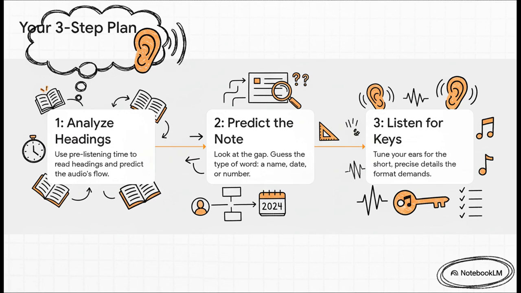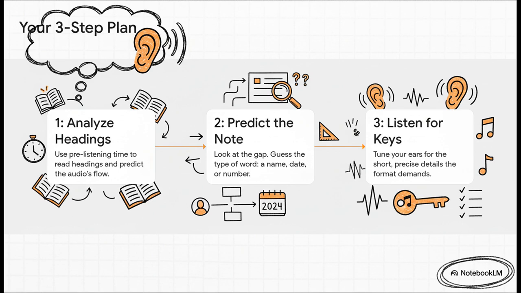Step 1. Analyze those headings first. Use that quiet time before the audio starts to get a feel for the whole talk. Predict the content, predict the flow. Step 2. Predict the note type. Look at the words right around the gap. What kind of word is missing? Is it a person's name? A year? A measurement? Guessing the type of word you need makes it so much easier to find.